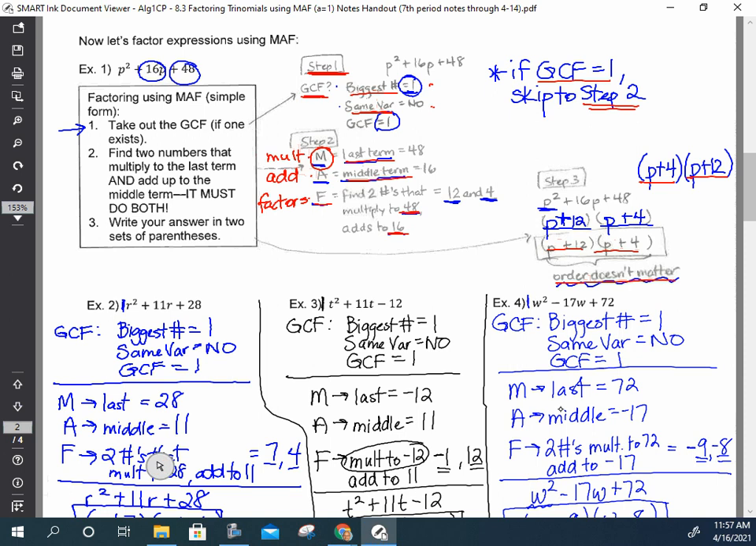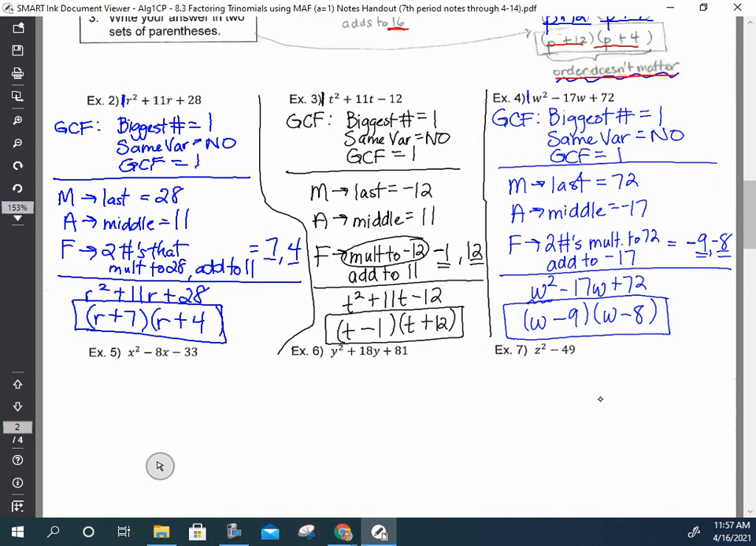And then we did 3 examples. Step 1, look for the GCF. Step 2, do MAF. Step 3, write the answer. GCF, MAF, write the answer. It's repeating the same cycle over and over again. So it's not a hard problem, but you do need to know how to multiply. You have to know how to add. Those 2 things would be good to know. Any questions before we do some more examples?